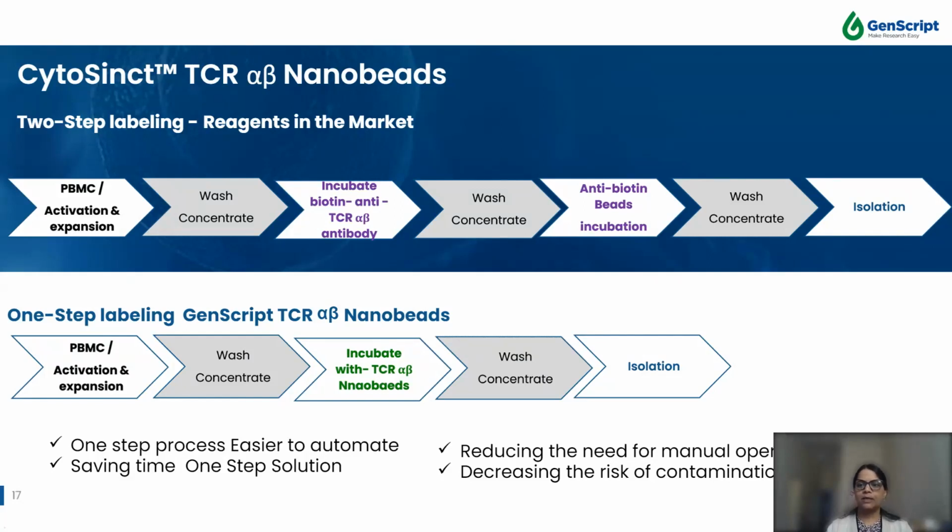Currently, reagents available in the market for supporting TCR alpha beta depletion typically involve indirect labeling. First they do the labeling with the antibody, and then there is an intermediate washing step, and then they label with the bead and wash again. So the advantage of direct labeling is that it can reduce your steps, make the process smooth, reduce the time, and streamline it into a one-step process. So it's easy for automation and decreases the risk of contamination also.